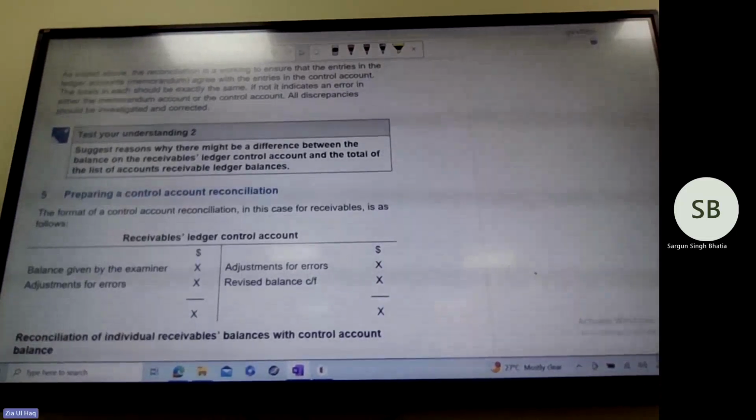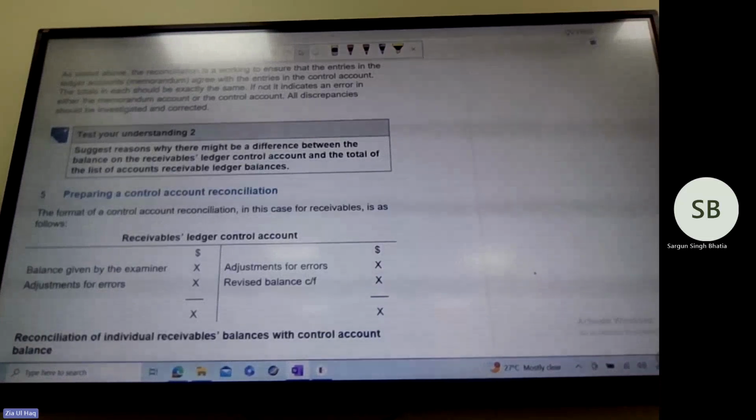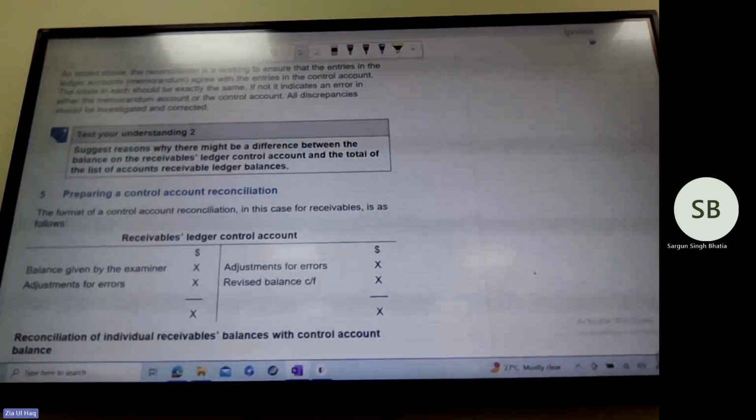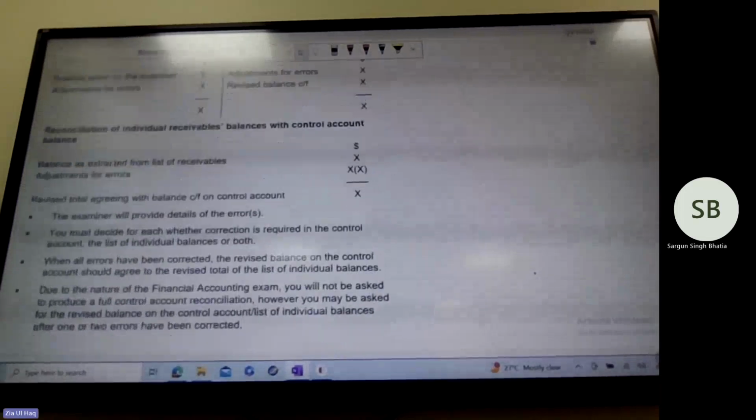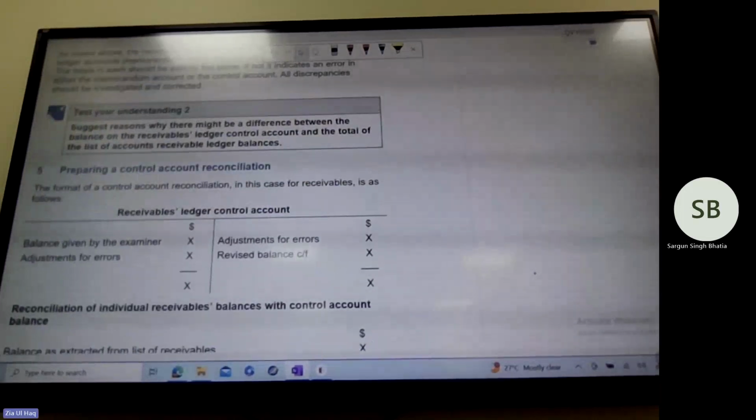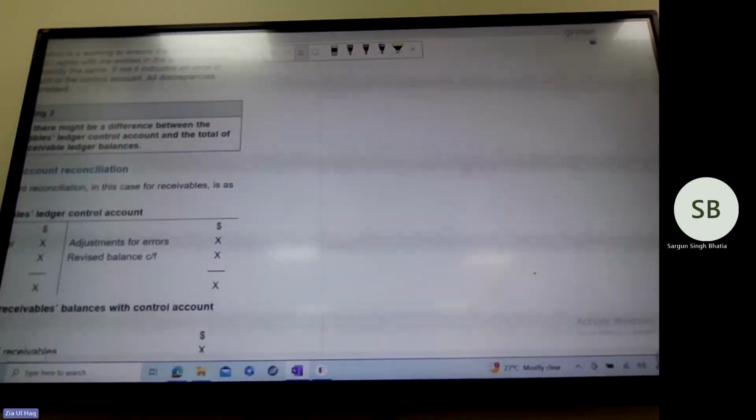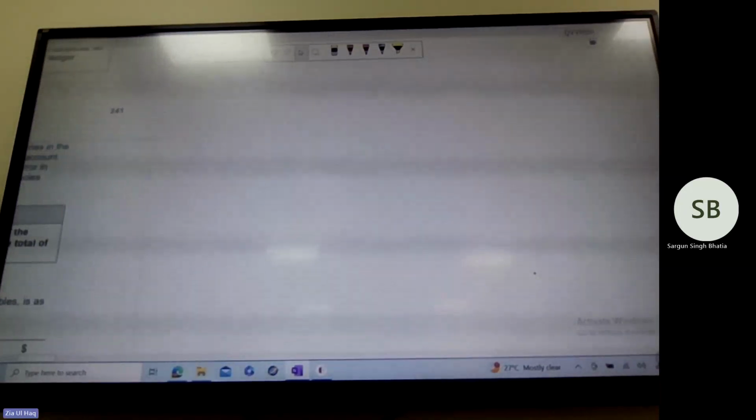Give reasons why there might be a difference between the balance on the receivable ledger control account and the total of the list of receivable ledger accounts. There could be a difference due to credit sales not recorded, sale return not recorded, contra entry not recorded, dishonored check not recorded, interest not recorded. You can name all the figures under it. Leave it. We're going to move towards reconciliation: how we can perform receivable control account reconciliation.